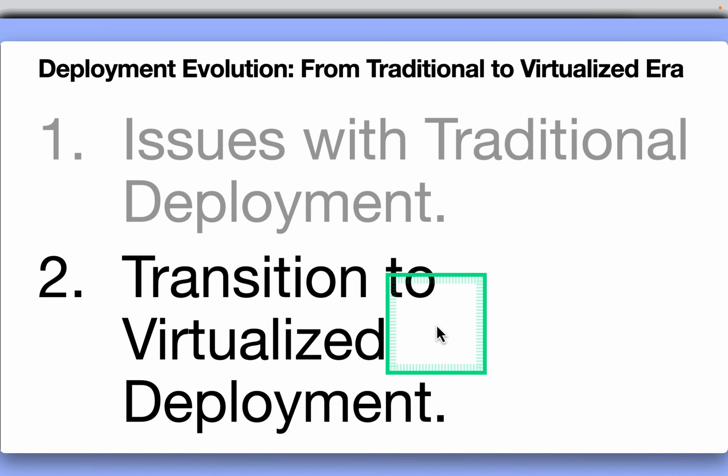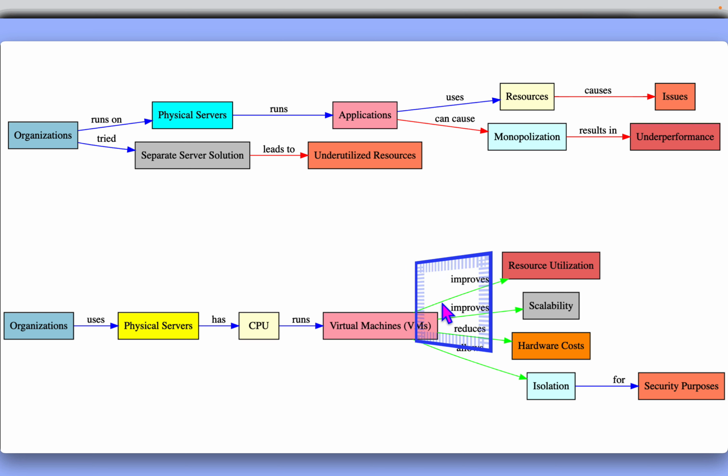Virtualization was introduced to solve these problems, allowing multiple VMs to run on a single physical server's CPU. It improved resource utilization and scalability, reduced hardware cost, and allowed applications to be isolated for security purposes.